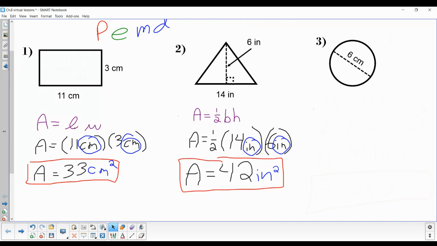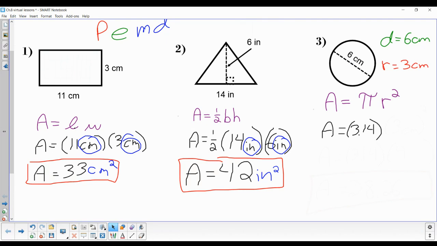To find the area of number 3, the circle, we do the same 3 steps. One, we write the formula. Area equals pi r squared. Then we plug in. Area equals, pi is around 3.14. The radius, we do have to be careful. In this problem, they give us a diameter, which is 6 centimeters. And we have to know that the radius is half of that. It is 3 centimeters. I'll plug 3 centimeters in, and it will be squared.